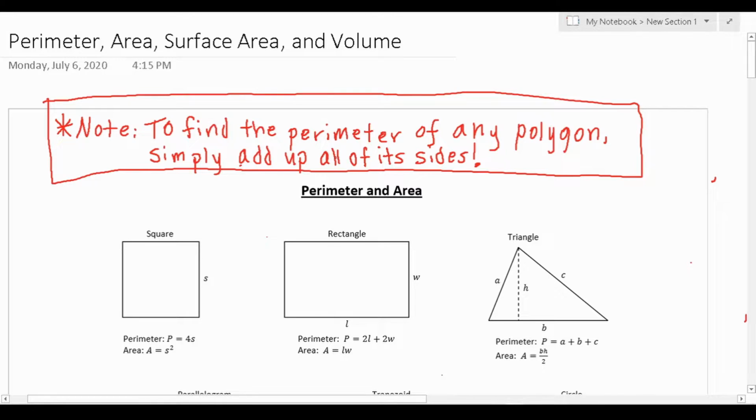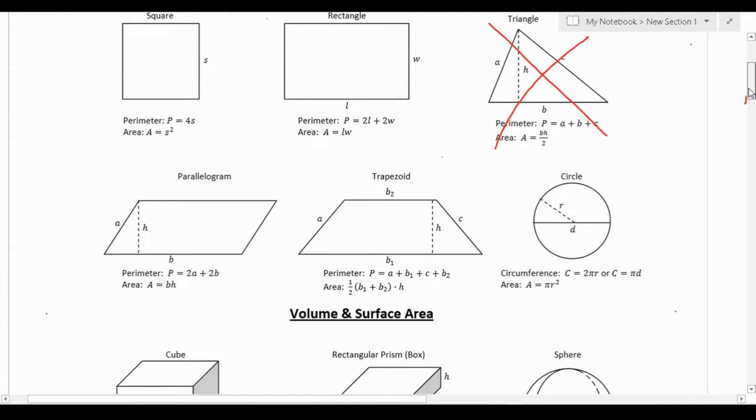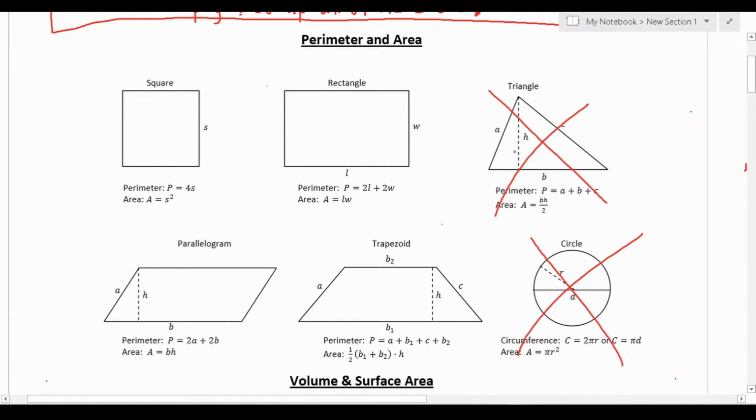Again, as I mentioned, we're discussing perimeter as well as area. Previously, I discussed how to find the perimeter and area of triangles as well as circles. So in other words, these two topics are not going to be included in today's video. That said, I do want to mention again, since I think it's going to be helpful, that to find the perimeter of a circle, you're basically finding its circumference, which you can find using the formula 2 pi r, or pi times diameter. So that leaves us with squares, rectangles, parallelograms, and trapezoids for today's video.